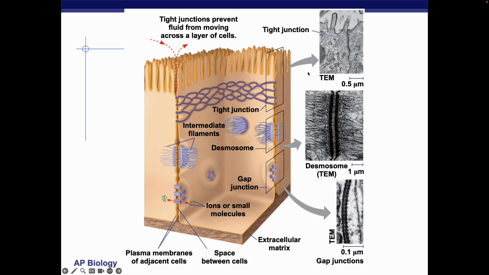We have a picture over here. As we can see, intermediate filaments are mainly involved with desmosomes, tight junctions up top, and gap junctions.